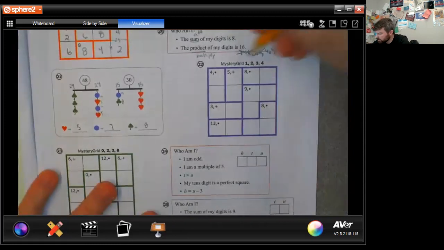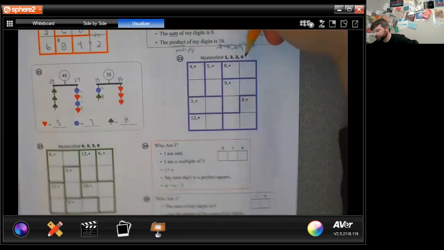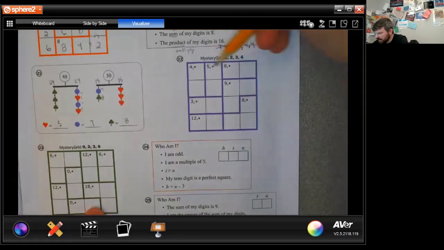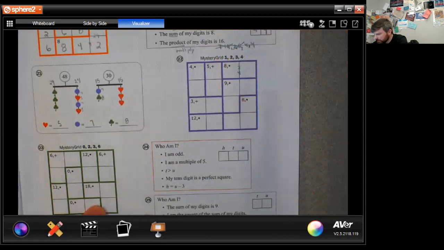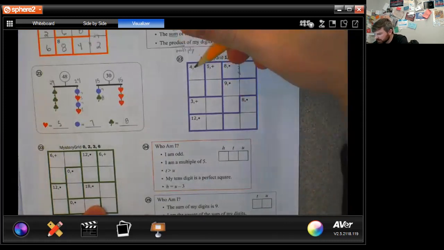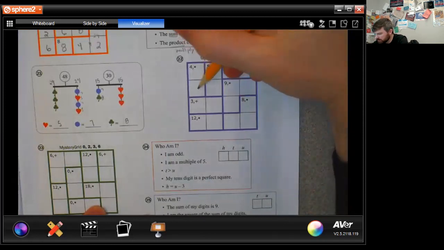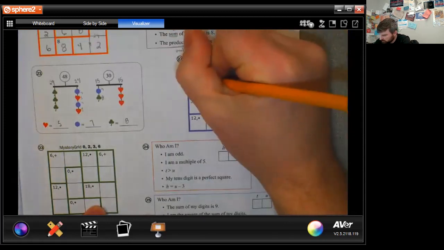Okay, mystery grid 1, 2, 3, 4. Okay, adding to get 5. Well, that could be 1, 4, or 2 and 3. So we'll skip that one. Multiplying to get 8. So that's 2 and 4. Multiplying to get 4. I can't do 2 and 2 because they're in the same column. So 1 and 4.